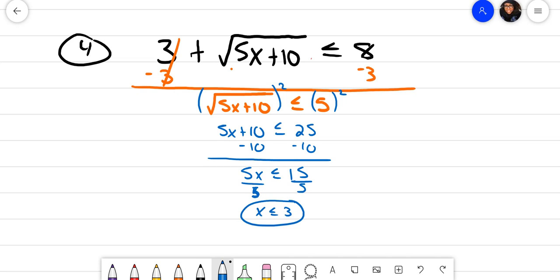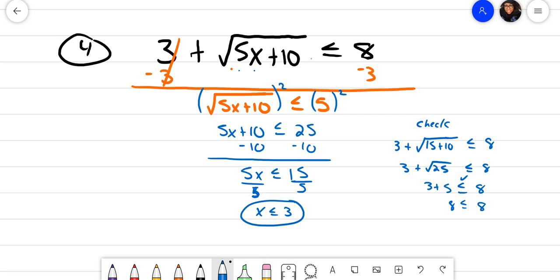So let's check our answer. Just like with the regular equations, we still need to check them and see if they're actually going to work out. So check. For my check, I have 3 plus the square root of, and I'm just going to go ahead and do 5 times 3 in my head. So it's going to be 15 plus 10 less than or equal to 8. So it's going to be 3 plus the square root of 25 is less than or equal to 8. So it's 3 plus 5 less than or equal to 8. That's going to work because it's 8. So we're good here. Check works.